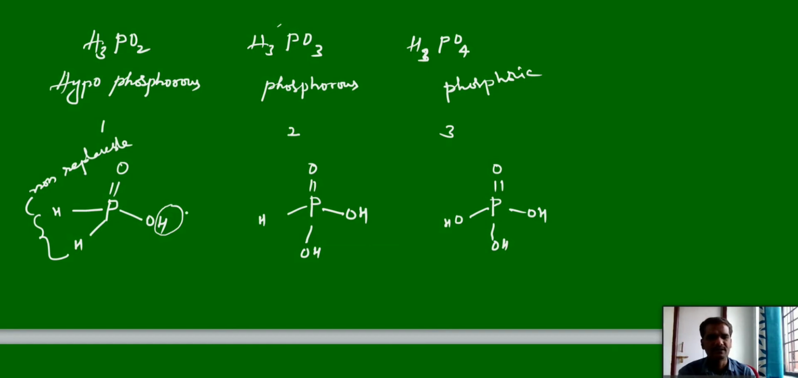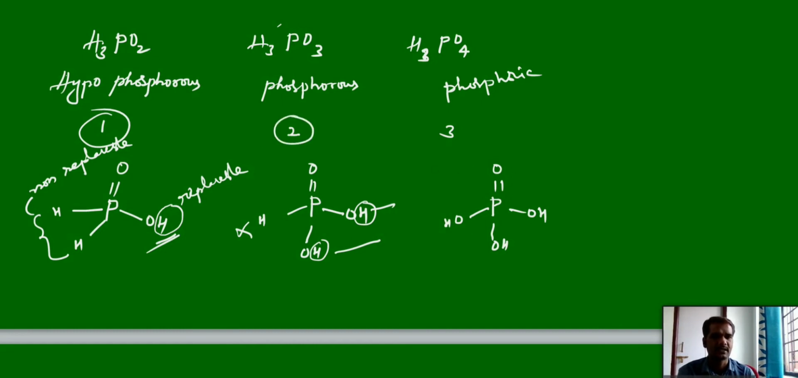Only the hydrogen attached to the oxygen is replaceable. So in the case of H3PO2, we have only one hydrogen that can be replaced, so we can say its basicity is 1. Whereas in the case of H3PO3, 2 hydrogens are attached to oxygens, and these 2 are replaceable, while the other hydrogen is not replaceable. So we can say the basicity is 2 here.